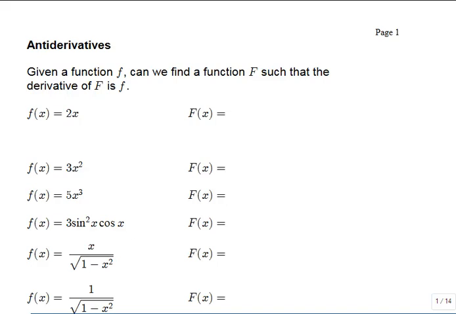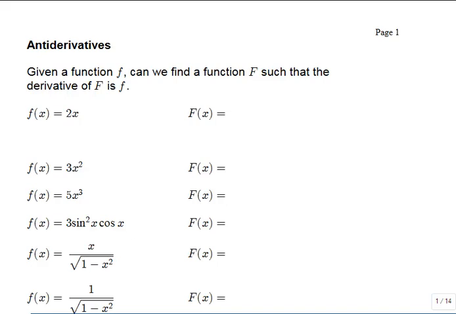We're now going to be moving into a whole new branch of calculus called integral calculus, and it's the inverse of derivative calculus. So we're going to be talking about something today called the antiderivative. Just like its name implies, we're going to be kind of going backwards.